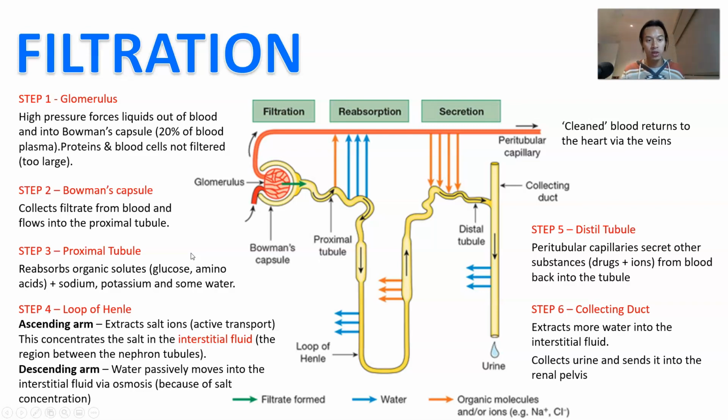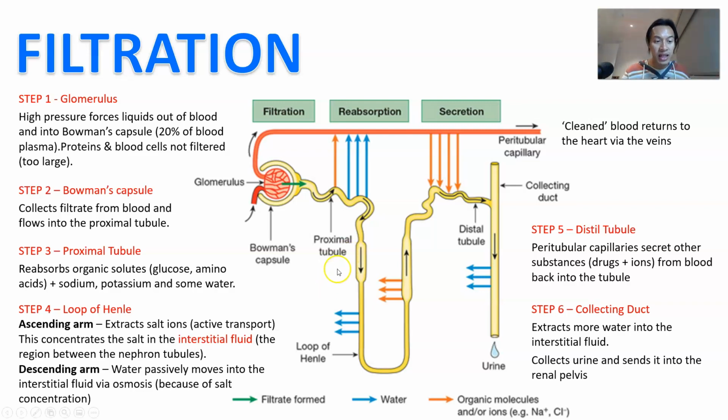the molecules that the proximal tubule reabsorbs include things like glucose, amino acids, sodium, potassium, and a bit of water gets pushed around here. Okay. From there, it's going to go down the loop of Henle. The loop of Henle is named after a guy named Henle, and basically it contains two parts. Okay. The ascending arm and the descending arm.